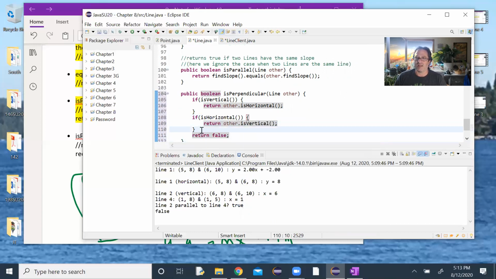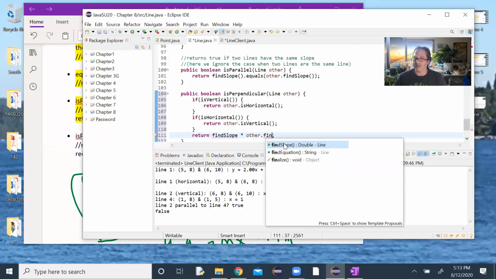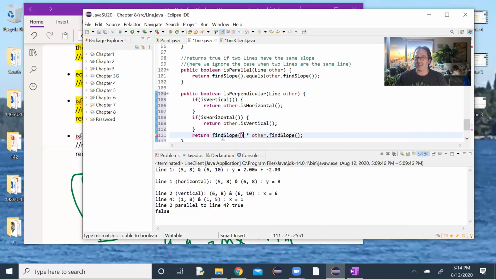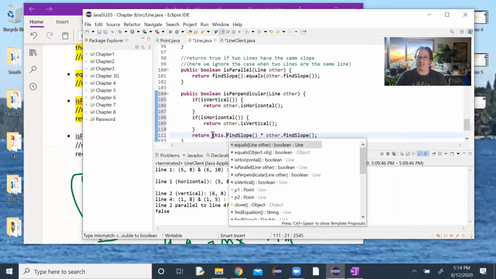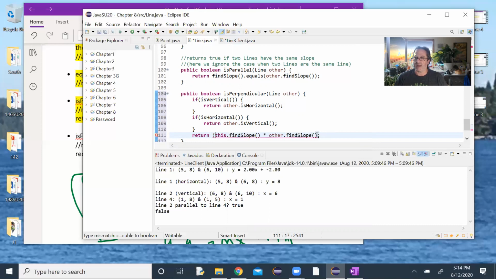So now we can assume that the line that we're dealing with is not vertical and it's not horizontal. So then we want to find its slope, which says find slope, and we want to multiply that slope by other dot find slope. I need parentheses around that. That's a little confusing, so you might say this dot find slope, because they're both calling find slope. That's not a Boolean. That's the product of their slopes. And if that product is equal to -1, that is now a Boolean.